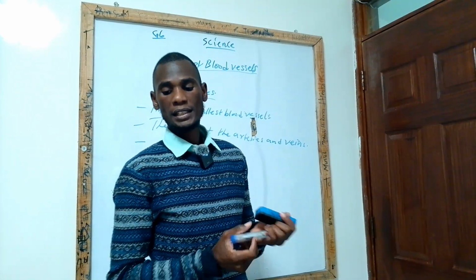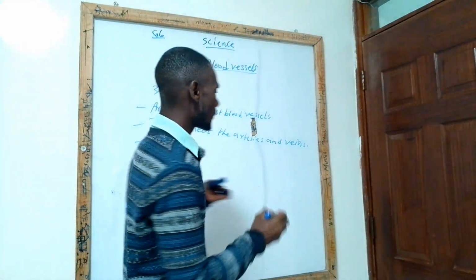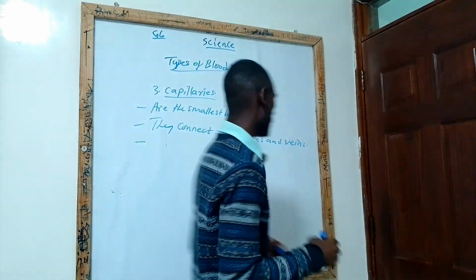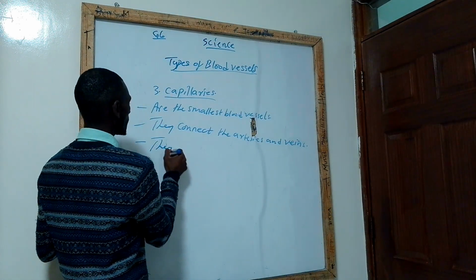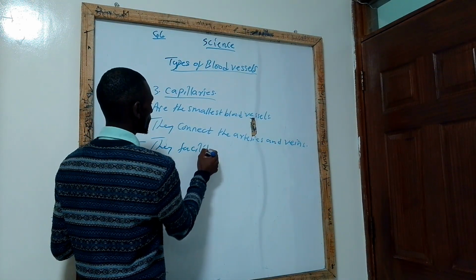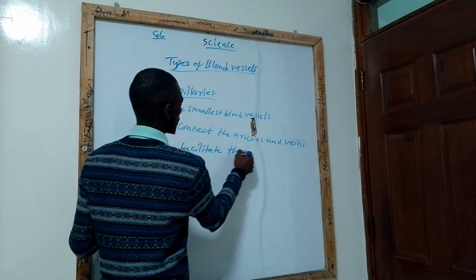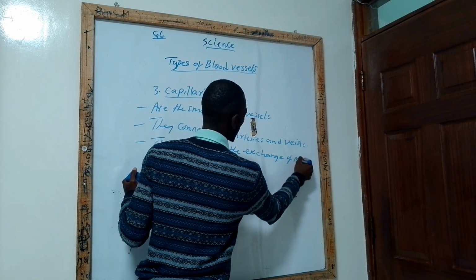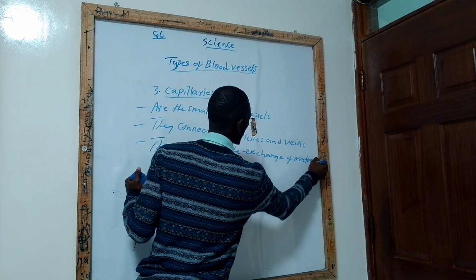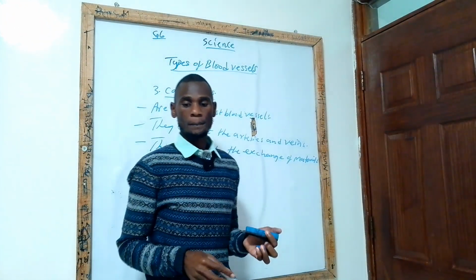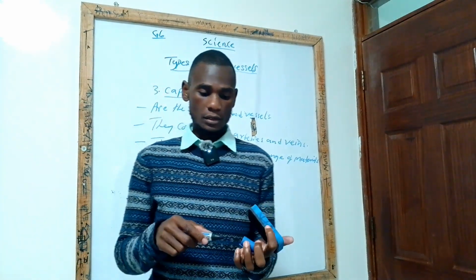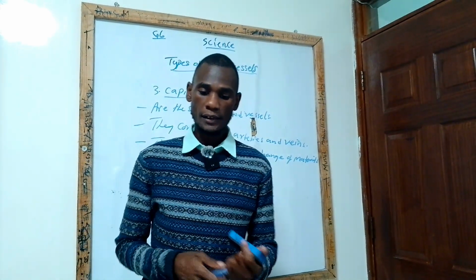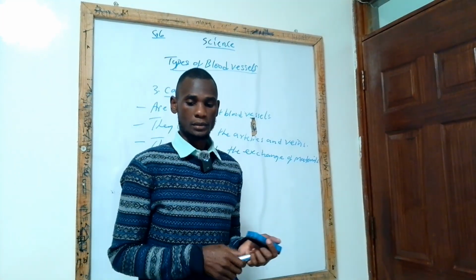So we talk about they facilitate the exchange of materials in our bodies. Those materials can be oxygen, nutrients between the blood vessels.